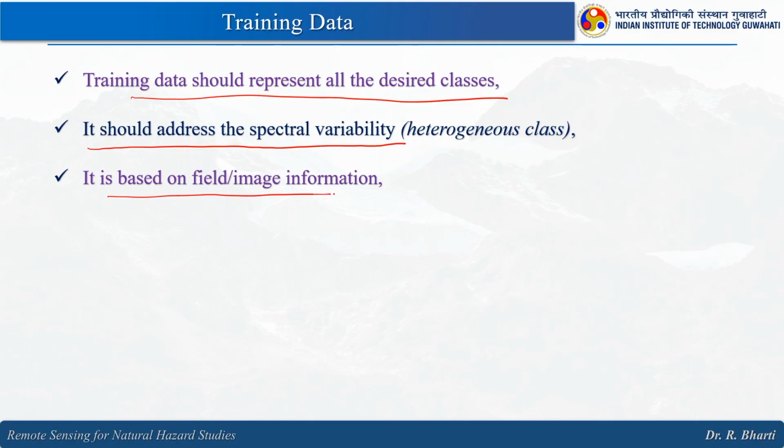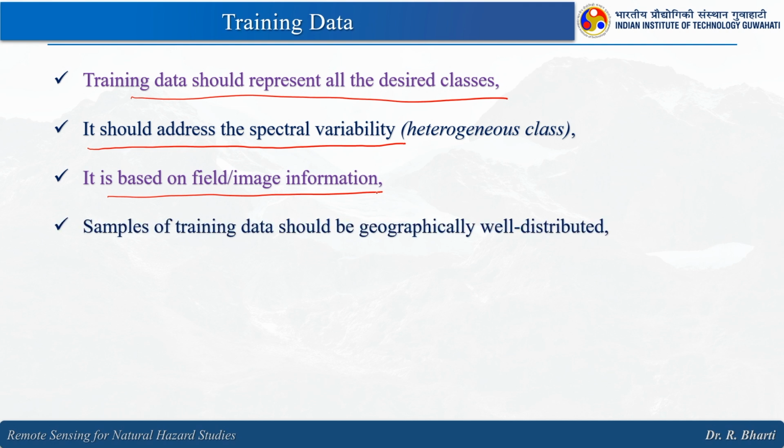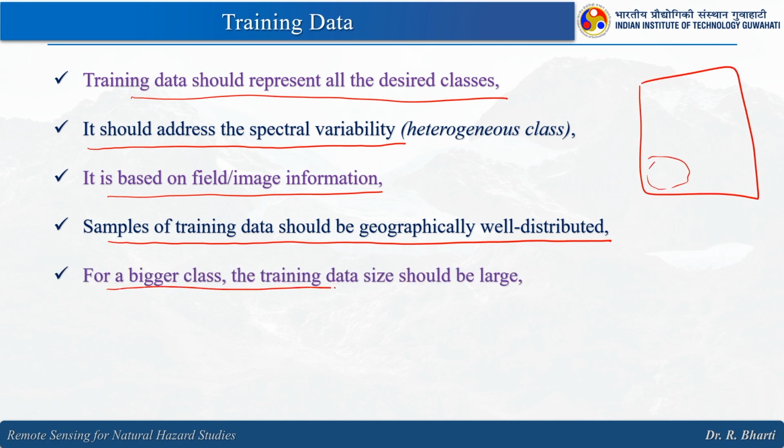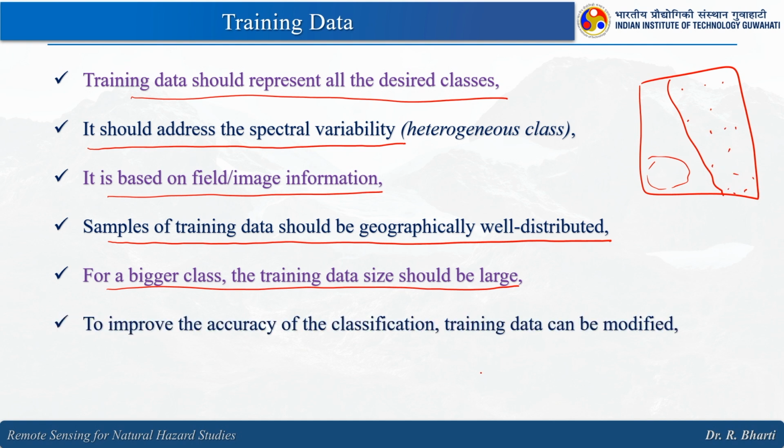It is based on the field or image information, because training data is completely the location value and the class information. Samples of training data should be geographically well distributed. So, it should not be clustered into one part of the image, right. For a bigger class, the training data should be large. So, if this much area belongs to forest, you have to represent all these pixels. It should be well distributed and more points should be there for the forest.